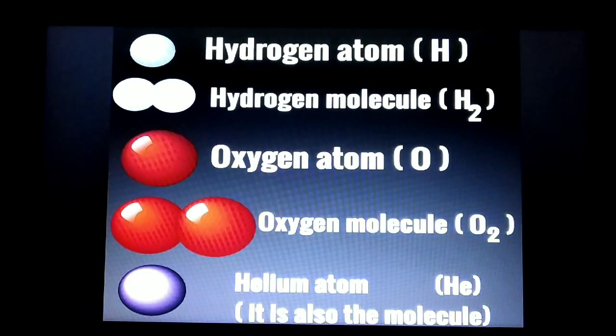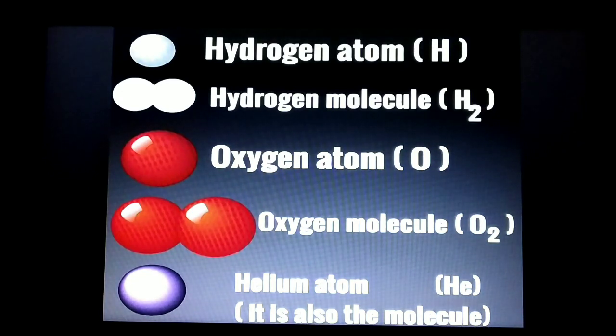Now first is a hydrogen atom. The symbol is H. The second is a hydrogen molecule. The symbol is H2. The third is oxygen atom. Symbol is O. And fourth is oxygen molecule. Symbol is O2. And the last is a helium atom. Symbol is He. And this atom is also the molecule. So here the atom and molecule are the same.